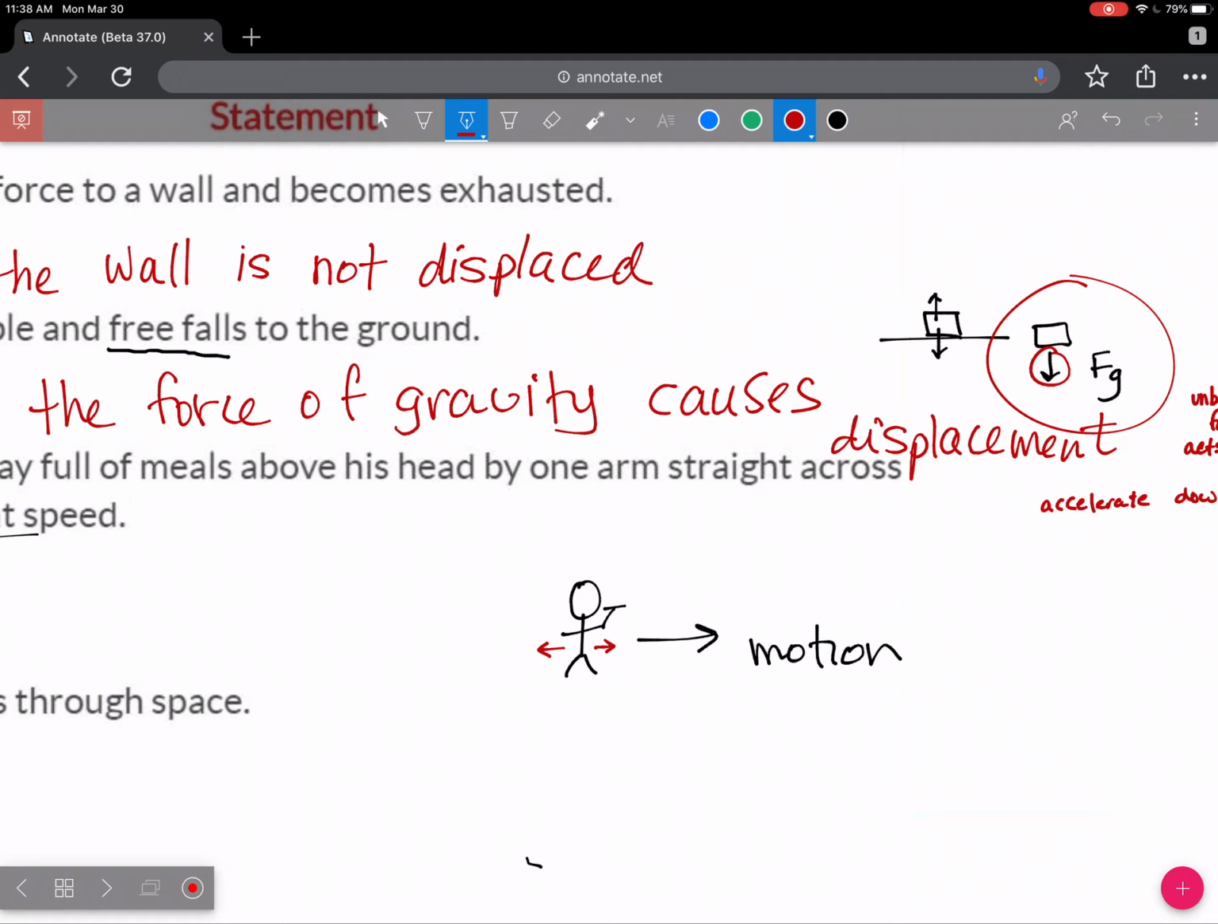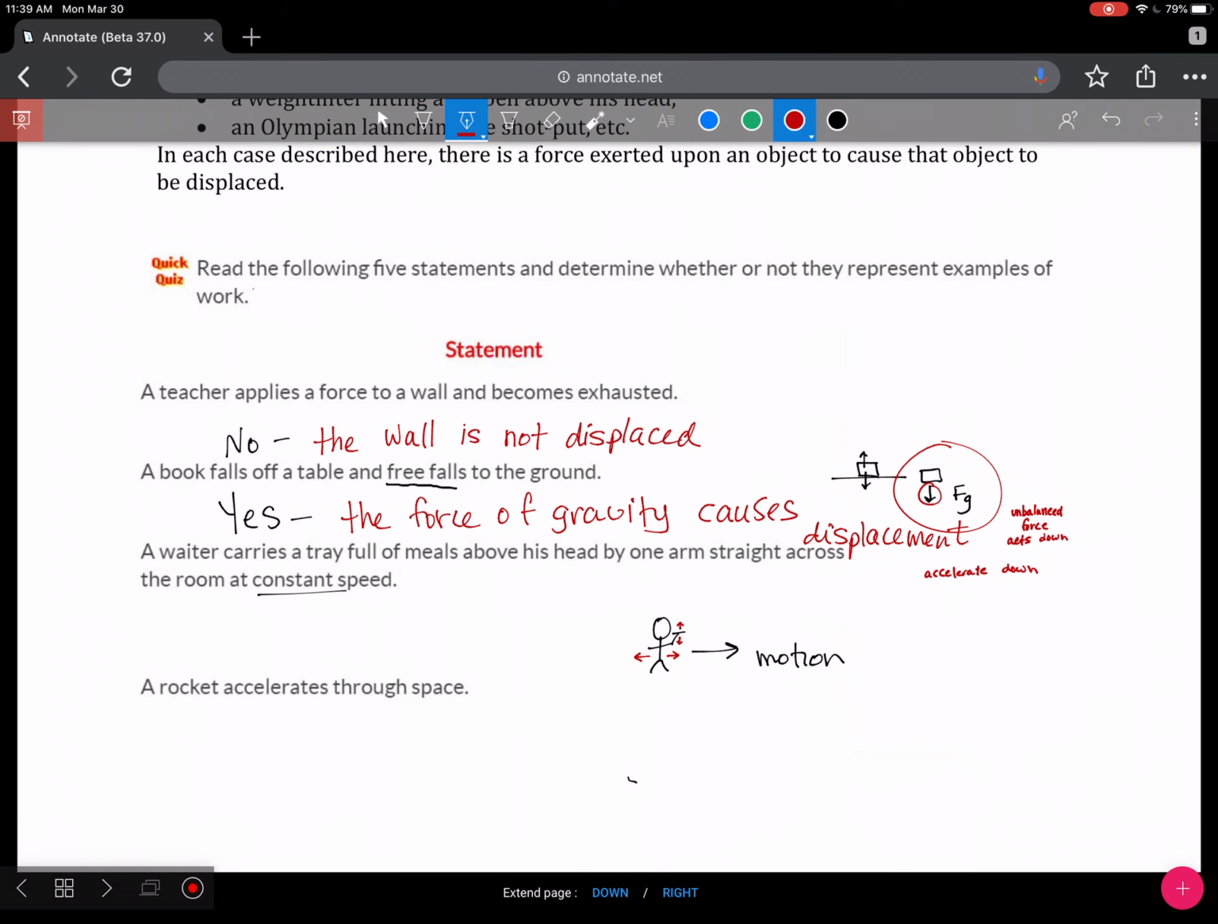And then the fact that the waiter is holding that little tray, there's a down force on the tray, and there's an up force of his hand holding up the tray. As he moves across left and right, there's no up or down motion from the force of gravity, so there's no displacement there. So no, there's no work being done here.